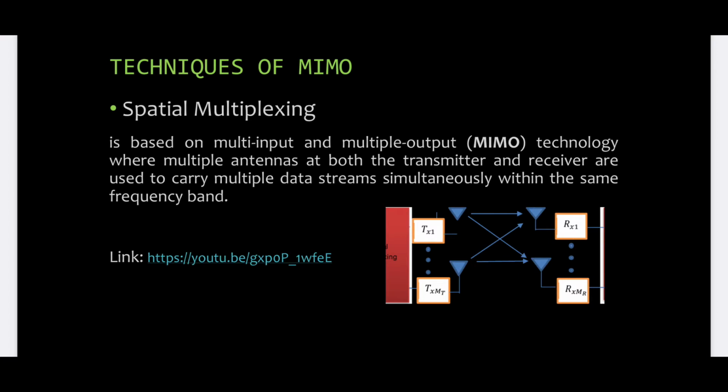I have the first one here, that is spatial multiplexing, which is based on multi-input and multi-output technology, where multiple antennas at both the transmitter and receiver are used to carry multiple data streams simultaneously within the same frequency band. Now I'm showing the video that will give us the spatial multiplexing explanation from SISO. It will also give us SIMO, and what spatial multiplexing is.